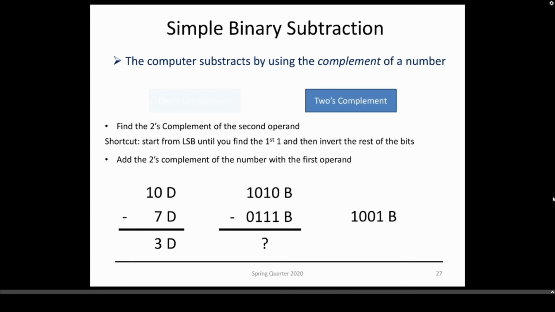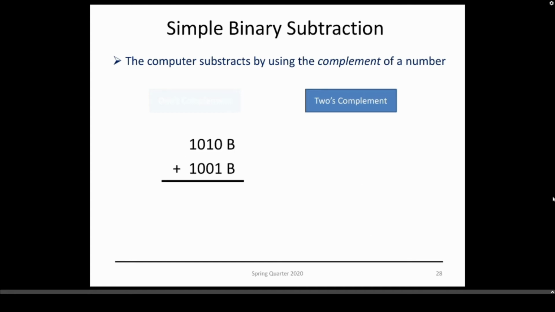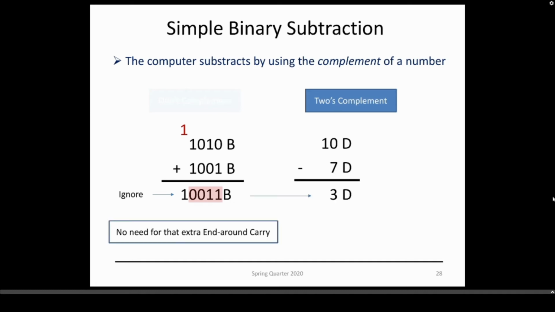I add the first operand, I apply the addition, and you get this as an answer. The same thing applies here: your answer needs to have 4 bits. Now an advantage of the 2's complement is that you can ignore that last bit and just use the 4 bits in this case as an answer. And you always get the right answer. So there is no need for that extra end around carry for 2's complement.